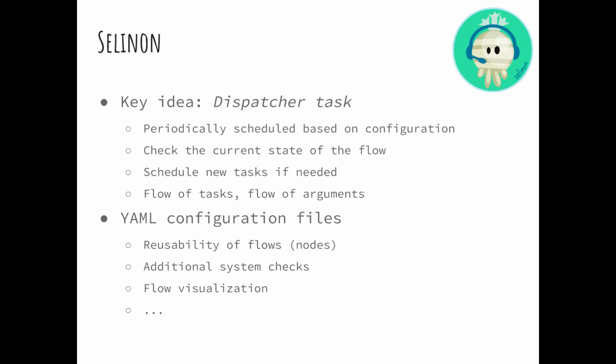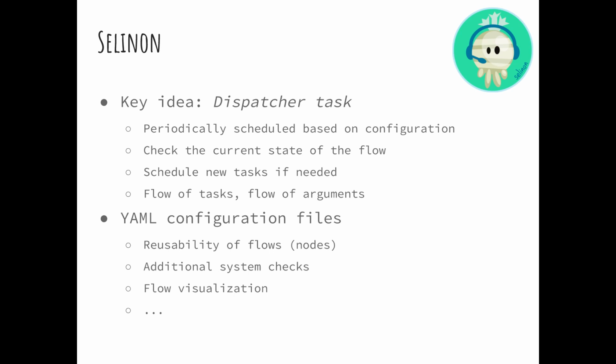The key idea is in the dispatcher task. It's basically a scheduler that periodically, based on your YAML configuration file, checks the state of the flow, and it schedules new tasks respecting your YAML configuration, and it provides arguments to these tasks and nested flows. So you can see Selinon flows as flows of tasks or flows of flows or flows of arguments, or if you group tasks and flows together, you can see it as a flow of nodes.